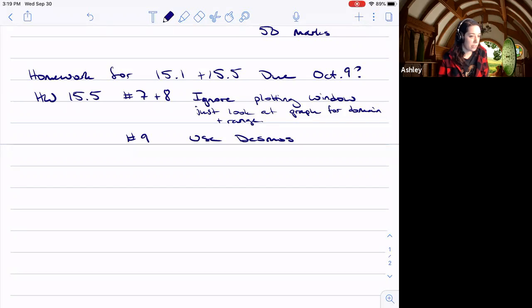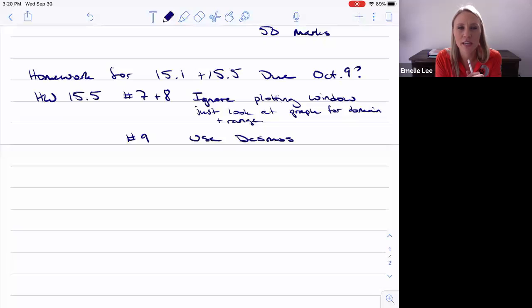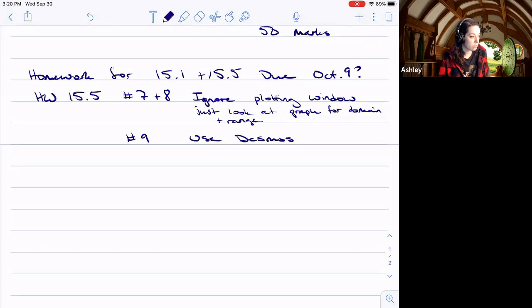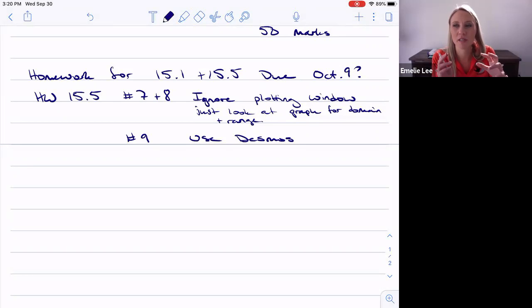Sorry, Emily, what do you mean by used Desmos? So question 9 is going to be like, pick the graph of this function. Then it gives you a bunch of different options. So I would just use Desmos. Have you guys seen Desmos before? Have you used Desmos before?